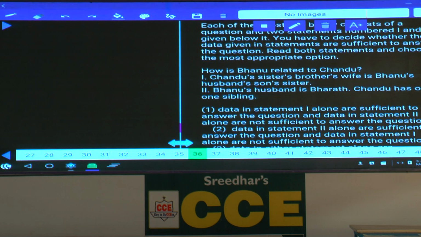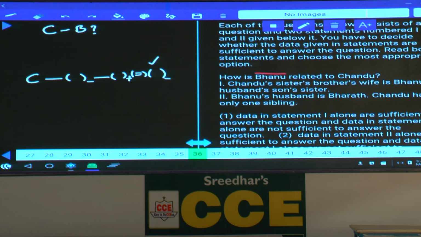How is Banu related to Chandu? Now we need to identify how B is related to C. Now Chandu's sister's brother. Chandu is here. Chandu is having a sister. Now this sister's brother is there and brother's wife is also there, isn't it? Chandu's sister's brother's wife is Banu's husband's son's sister. Now this person is Banu's husband. Now this person is Banu's husband's son's sister.